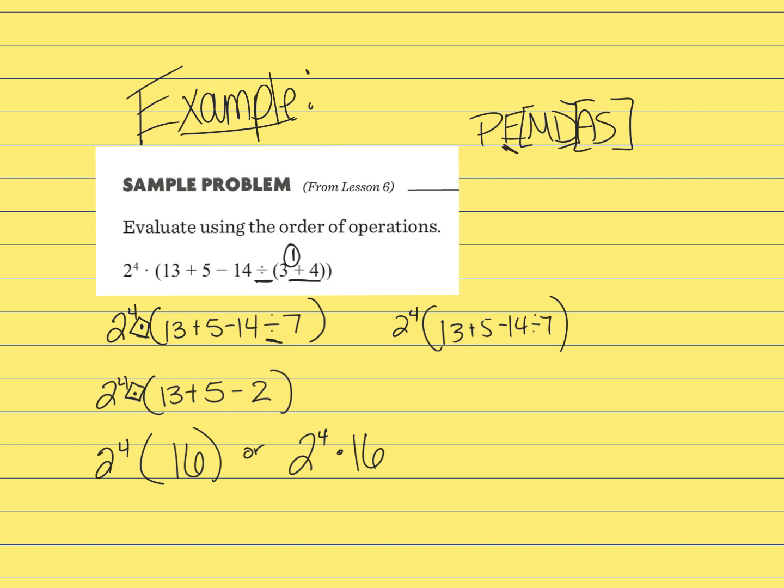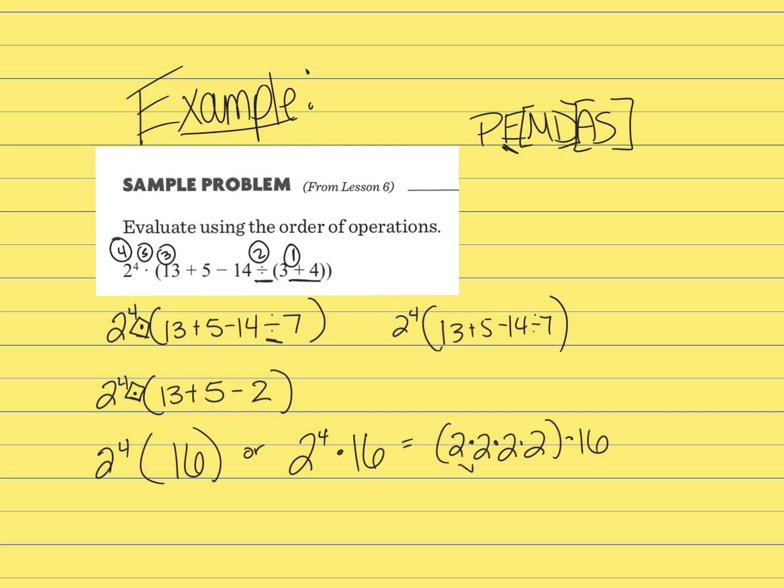Now, exponents. Okay, I should have done my little list: 1 and 2 and 3 for the parentheses, 4 for the exponents, and then our last one over there. Okay, those are the steps. So 2 to the 4th power means that we are doing 2 times 2 times 2 times 2, because we are multiplying our base, which is 2, 4 times to itself, because it's telling us that we're going to raise it to the 4th power. So 2 times 2 times 2 times 2.